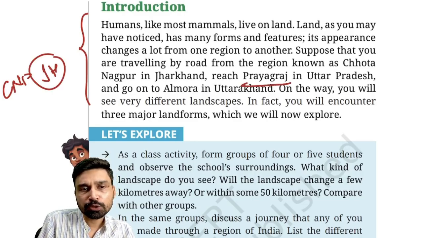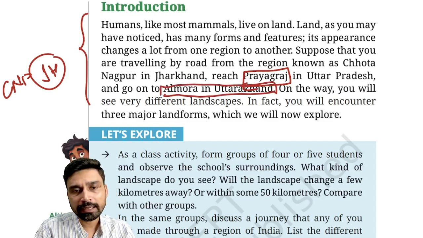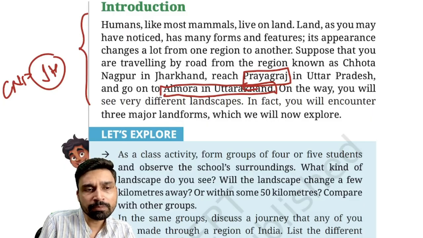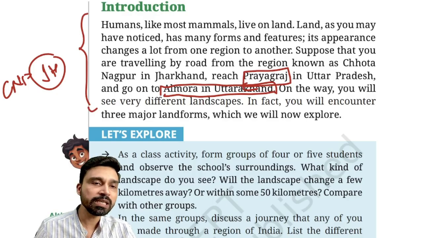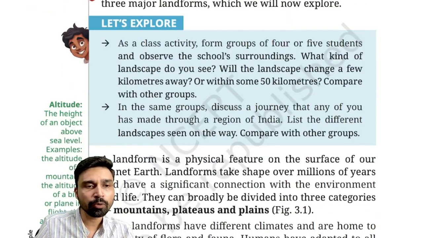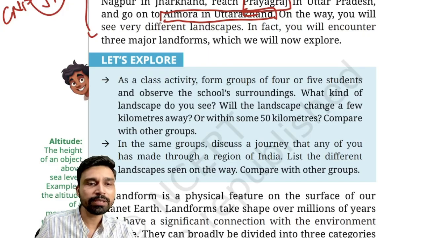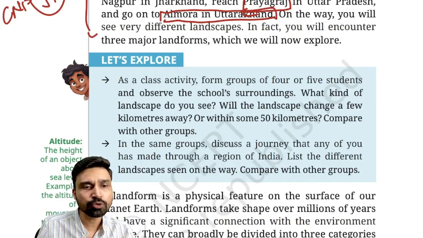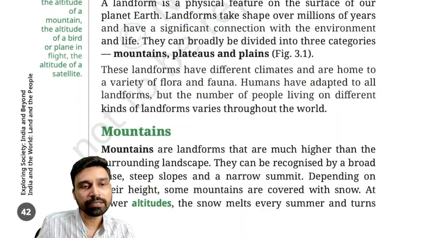And if you go to Prayagraj in Uttar Pradesh, and then further go all the way up to Almora in Uttarakhand, what will you find? You will find that India is not a uniform, homogeneous landscape. It is made up of different landscapes. If you move from Chota Nagpur in Jharkhand to Uttar Pradesh and Uttarakhand, you'll experience three different types of landforms. What these three different types of landform are is what we are going to discuss in this chapter. Now, before understanding the three major landforms, which are mountains, plateaus and plains, let us try to understand their basic characteristics and how they are different from each other.